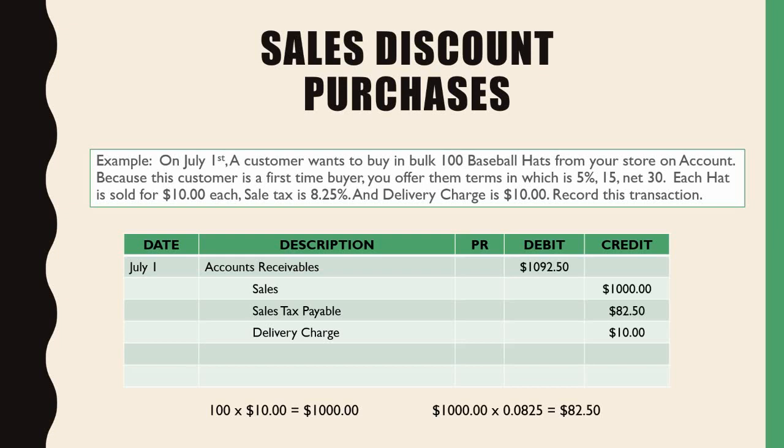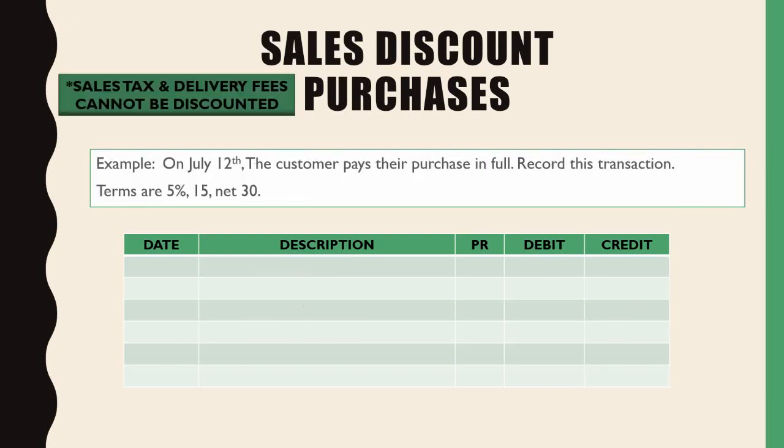Perfect. So here we calculated the sales, which was the 100 hats at $10. We charged the tax, which was 8.25%, which we got $82.50, plus the additional delivery charge, which is completely separate from the entire thing. So that's going to be included very last. And then now we add it all together. So he owes us in grand total $1,092.50.